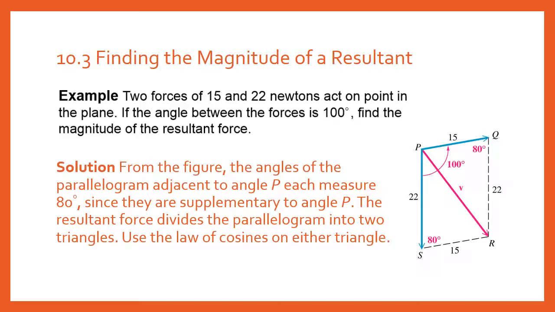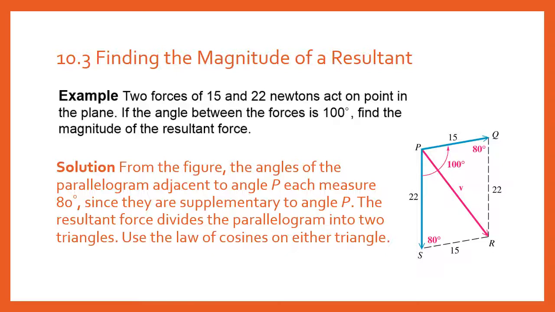Again, we're going to be mostly just dealing with triangles. So from the figure, the angles of the parallelogram adjacent to angle P each measure 80 degrees since they are supplementary to angle P. Angle P is 100, angle R has to be also 100. All of the angles have to total in a parallelogram 360, so that leaves 80 for both Q and S.